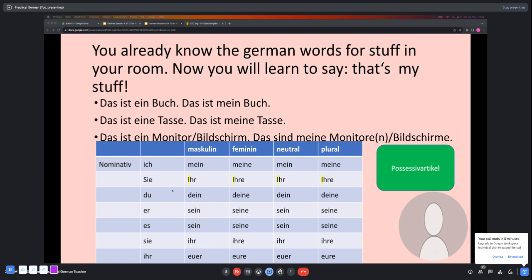So just remember this. This is how it looks in the nominative. In the accusative, only the masculine changes. The others remain the same. Questions? You have to mug up this table.